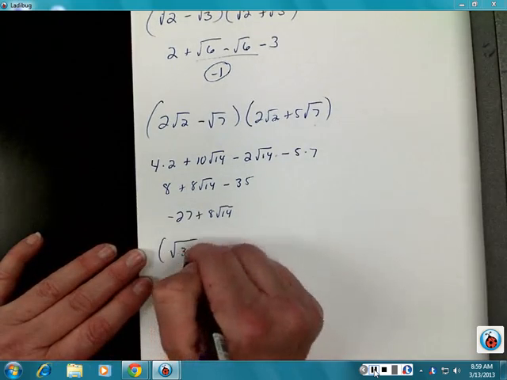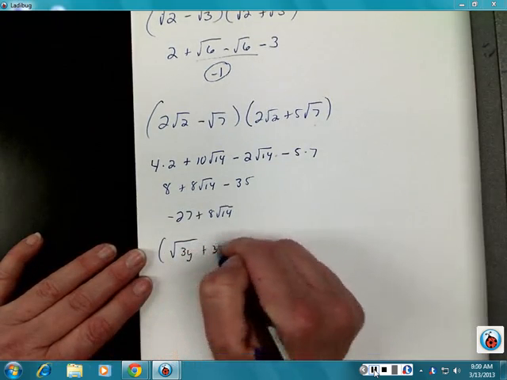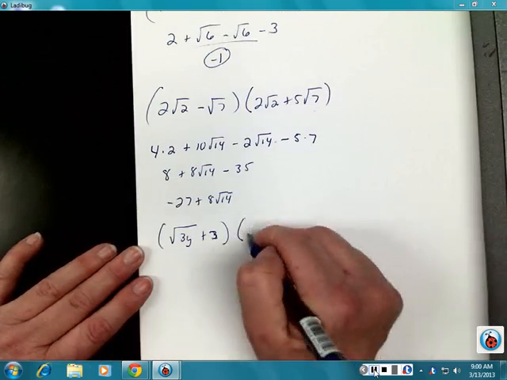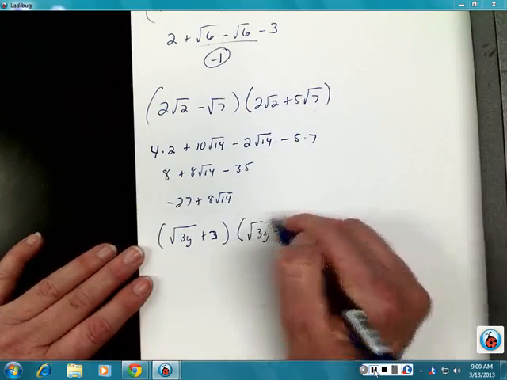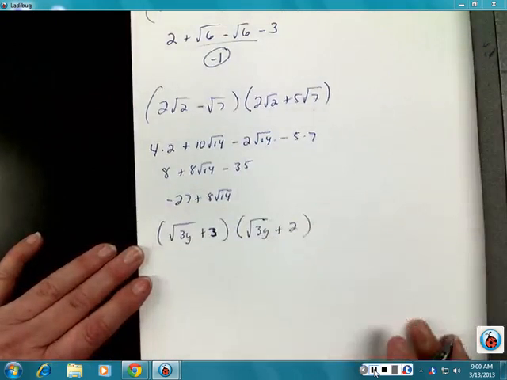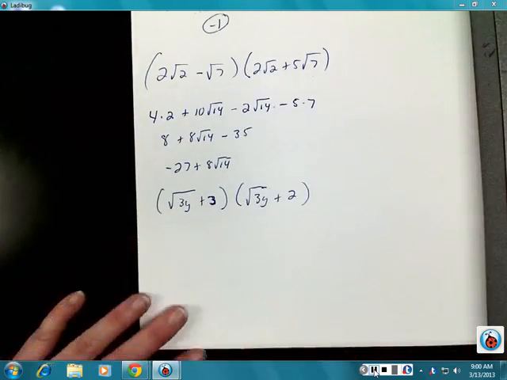Square root of 3y plus 3 times the square root of 3y plus 2. See what happens with that one.